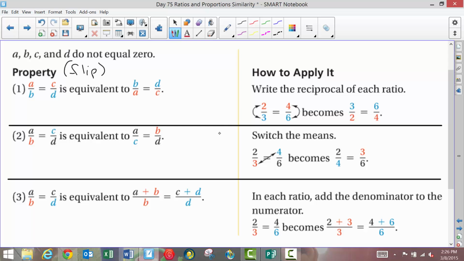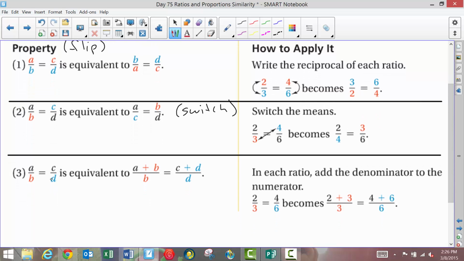The second property with proportions is if you have A over B equals C over D, you can switch the means. So I call this the switch property. And then the last property, if you have a proportion A over B equals C over D, it's the same as A plus B over B equals C plus D over D. So this is basically add the denominator to the numerator. So you have the flip property, the switch property, and the add property.